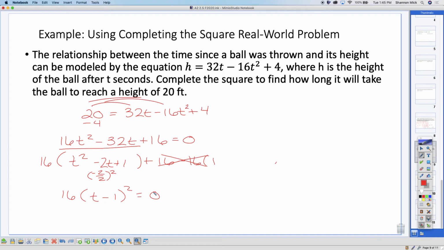So when I divide 0 by 16, I still get what? 0. So I get (t minus 1) squared equals 0. Take the square root of 0 and I still have 0. So t minus 1 equals 0, which would be t equals 1. It takes the ball 1 second to reach a height of 20 feet. Okay, and so you need to finish. It takes the ball 1 second to reach the height of 20 feet.